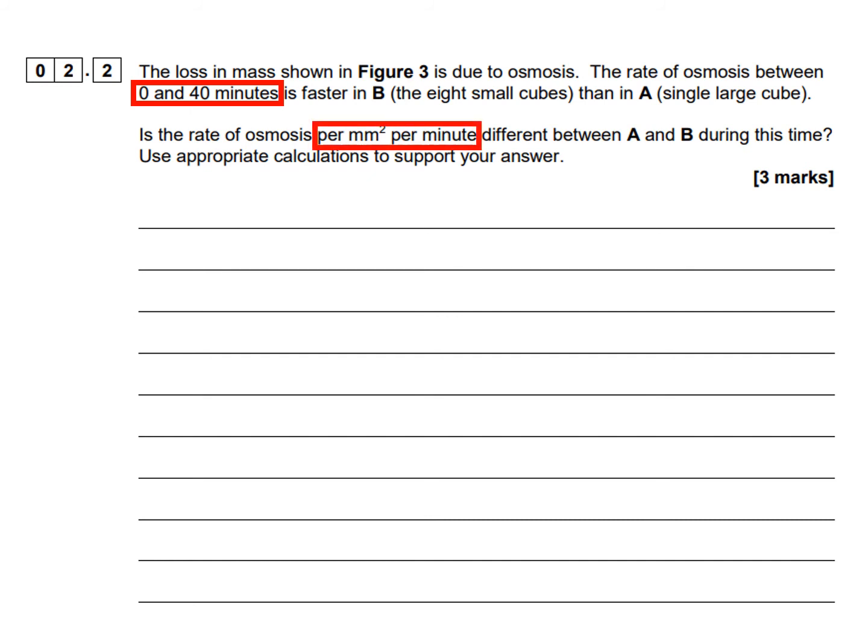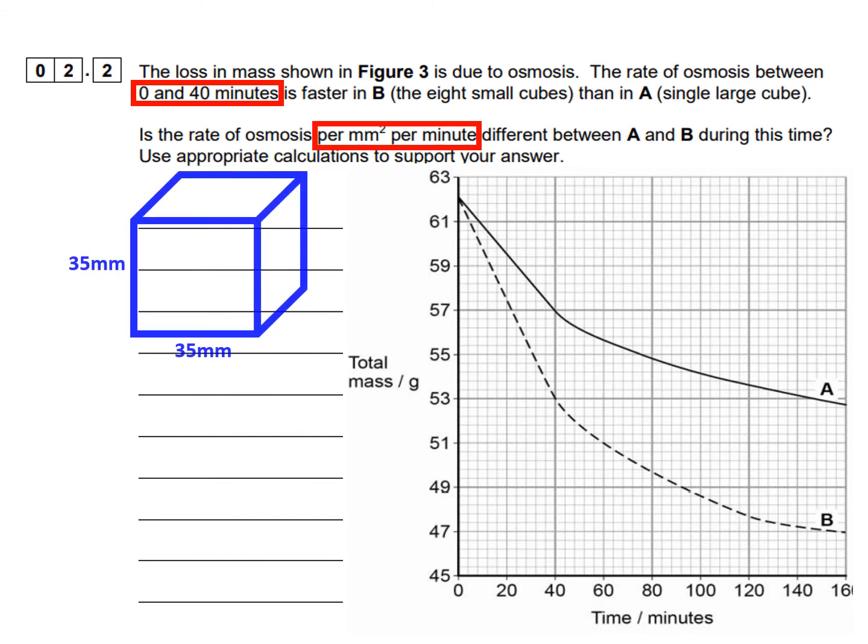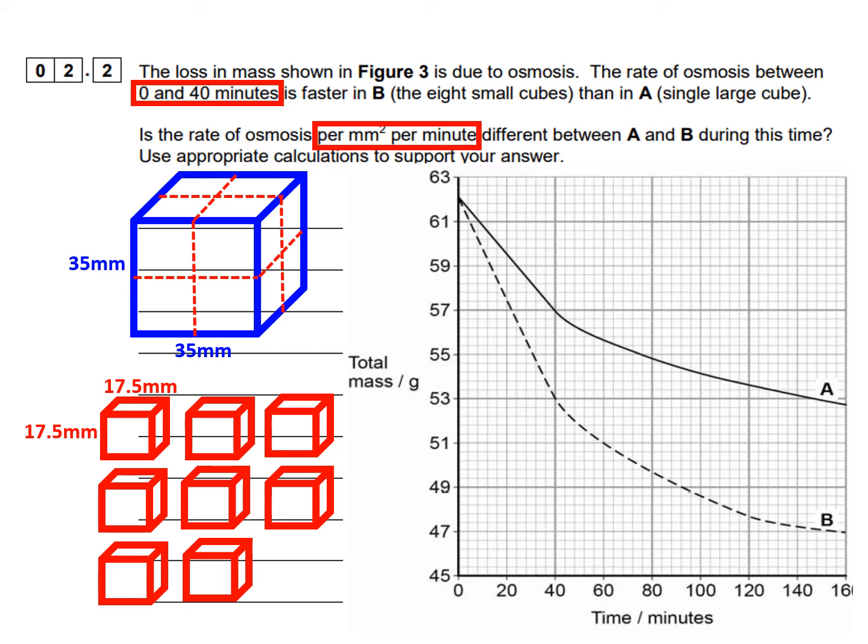And really importantly, rate of osmosis per millimeter squared per minute. So if we go back to the data, we're going to have to use a ruler and be very careful with our measurements that we take off the graph. So remember, this is the bigger cube in experiment A with the size of 35 millimeters. We're going to cut that into 8 smaller cubes. Now, this is the key here, that if one side is 35 millimeters and then you divide this into 8 equal size smaller cubes, each side will then be 17.5 millimeters.